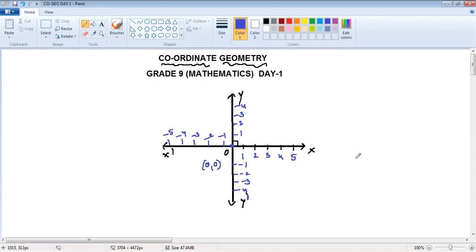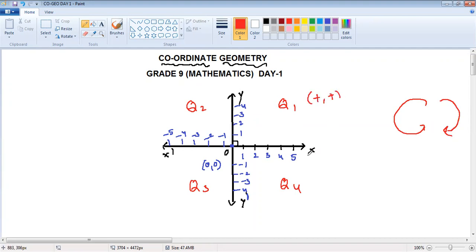This man divided the total plane into quadrants with the XY axes. Why did he call them quadrants? Because each is one fourth of the plane. So quadrant 1, then in the anti-clockwise direction, quadrant 2, quadrant 3, quadrant 4. Anti-clockwise direction is this, and clockwise direction is this one. Quadrant 1 is this part, where OX is positive and OY is also positive: (+, +).